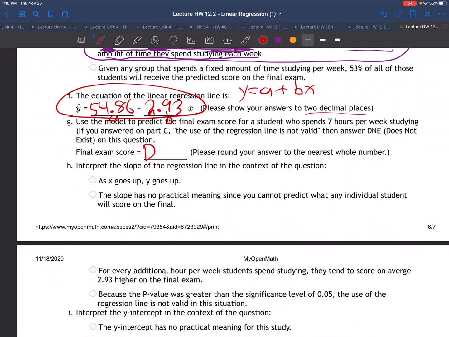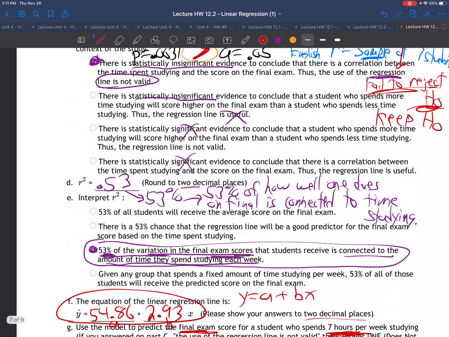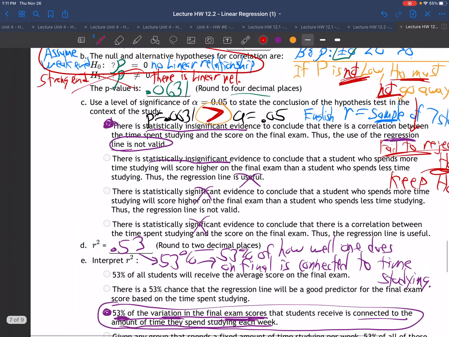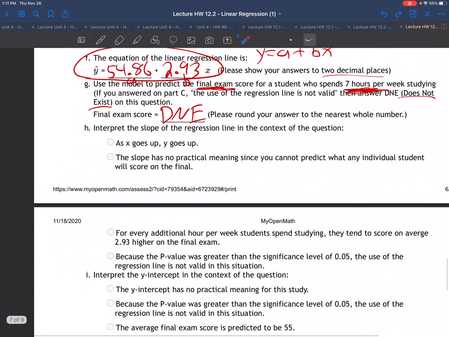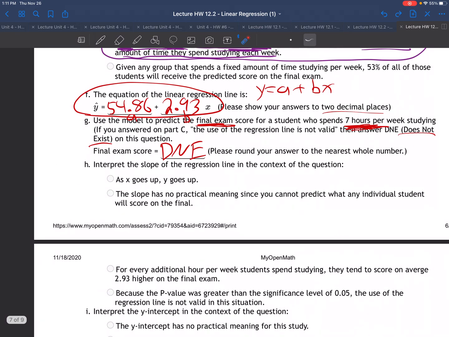So we say down here, D and E does not exist is what that stands for. Does not exist. Why? Because we can't predict the final exam score from how long you study, because we don't really believe there's a connection there. We can't just say how long you study predicts your final exam score. No, we said no up here. We said there's no linear relationship, right? We don't believe in that. So then we can't be using that linear equation to predict anything because we don't believe in it.